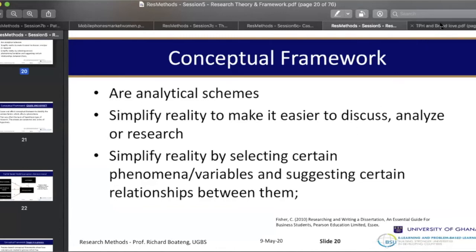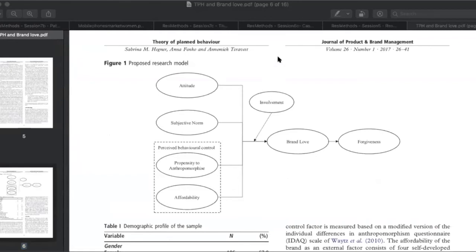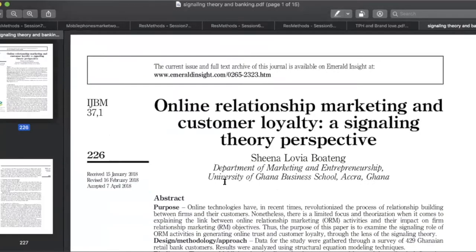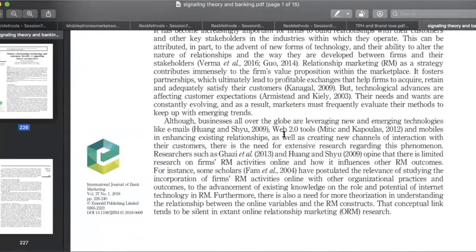So when you go into this, you have this particular model, the proposed research model. Now let's take another paper. Look at this one. Okay, so this is a paper on online relationship marketing, signaling theory and customer loyalty, a signaling theory perspective. Now let's scroll down. Look at it.